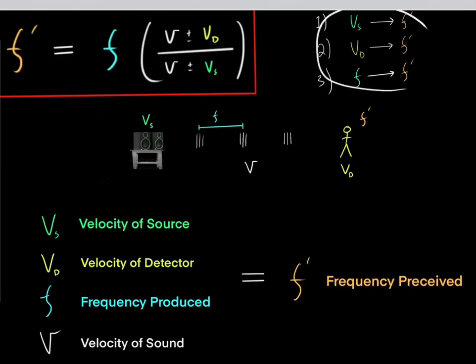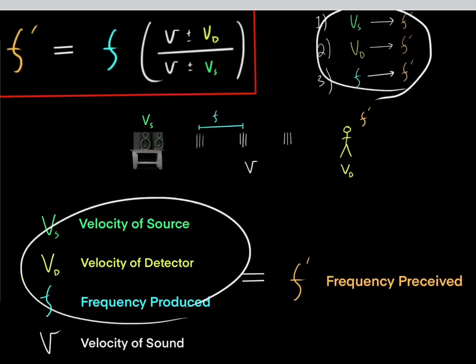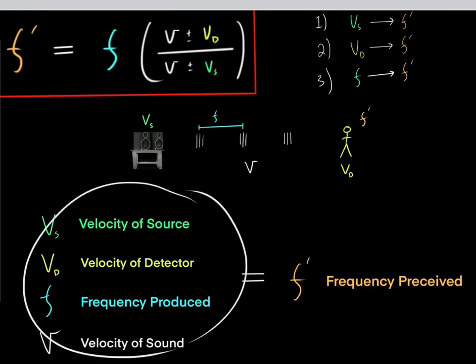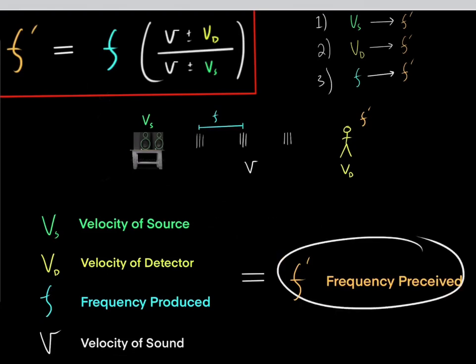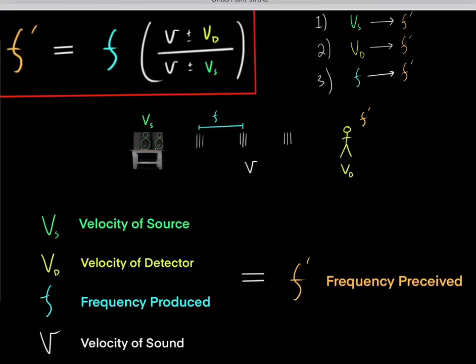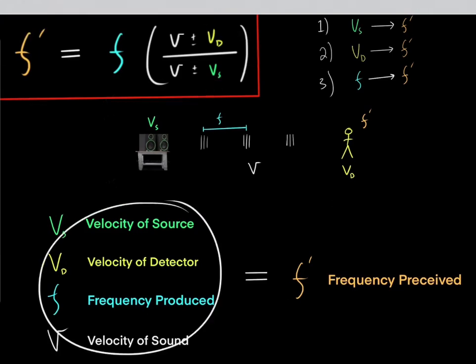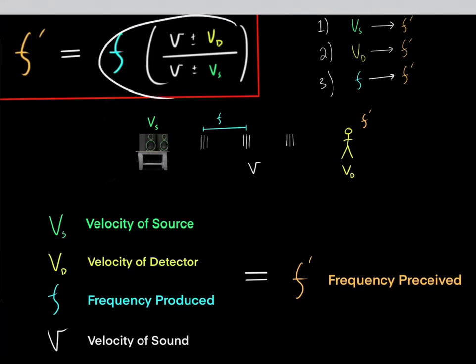And again, this is just review. This is exactly what we've just talked about before. But also the velocity of sound also determines the frequency perceived by this detector. So again, these are the variables that determine the frequency that is perceived by this detector. And that is what's going on in this Doppler equation. We see these are the variables that determine the frequency perceived. So that's what's going on. These are the variables that determine the frequency perceived by this detector.